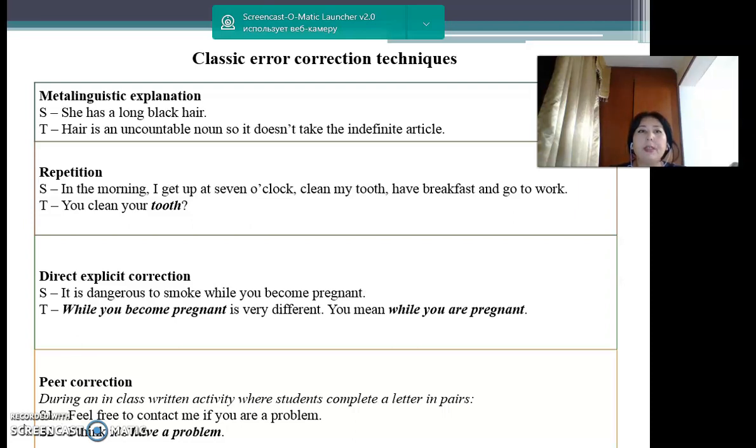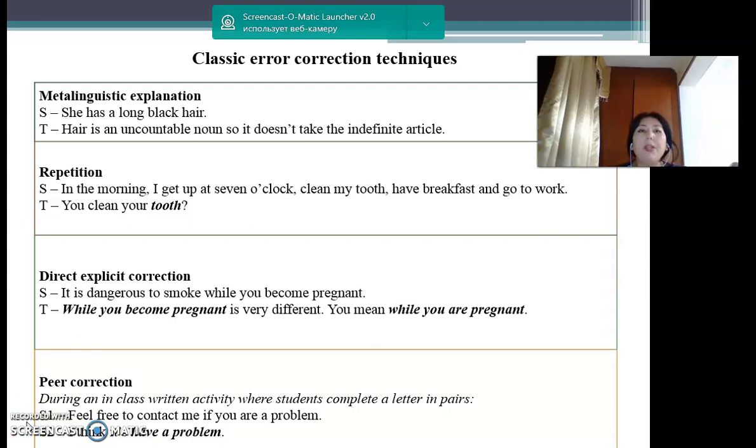The first technique is metalinguistic explanation. For example, student: She has a long black hair. Teacher: Hair is an uncountable noun, so it doesn't take the indefinite article. This is explanation.